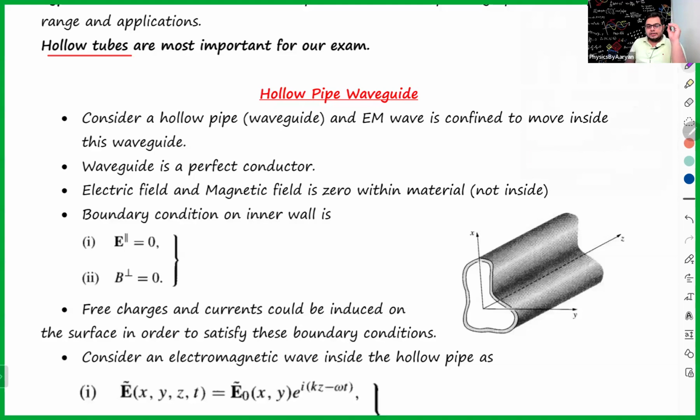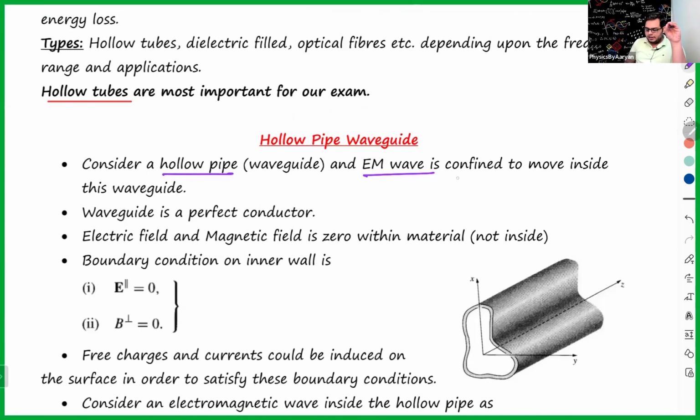Okay. So what is hollow pipe waveguide? You have to first of all consider some hollow pipe. तो एक hollow pipe assume कर लो, आपके पास एक hollow pipe है, खाली pipe, अंदर से एकदम खाली. And let's say there is an EM wave. तो इसके अंदर now let's send an EM wave, and EM wave is confined to move inside this waveguide.